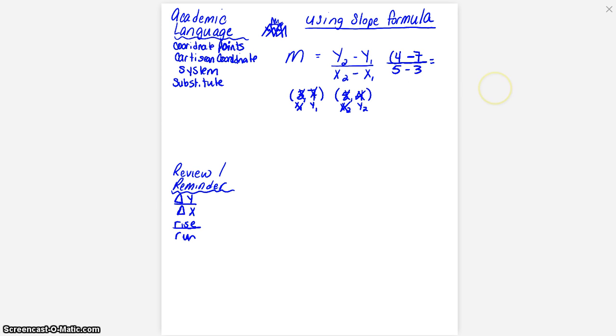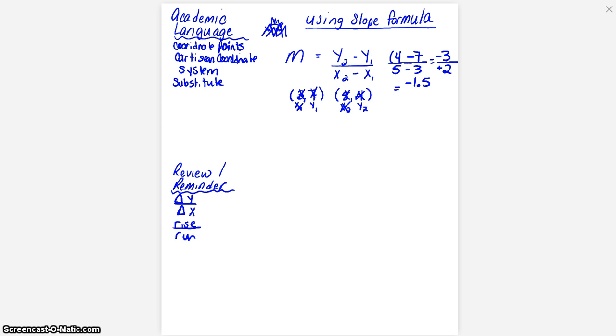All right, so my numerator, I now have 4 minus 7, which is negative 3. So if I start at 4 and I go backward 7, I go below 0, over 5 minus 3, which is positive 2. And remember, a fraction is just division, so what I have here is negative 3 divided by positive 2, which is negative 1.5. So I have a negative slope for this one, negative 1.5.